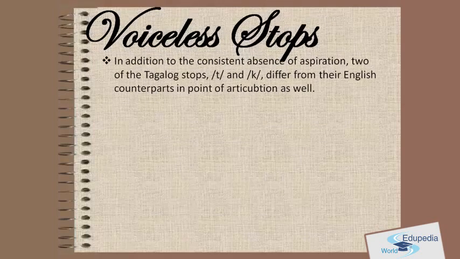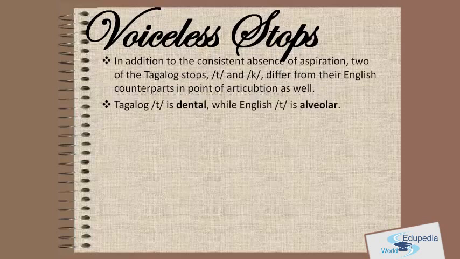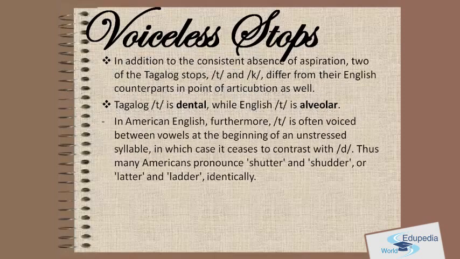In addition to the consistent absence of aspiration, two of the Tagalog stops, T and K, differ from their English counterparts in point of articulation as well. Tagalog T is dental, while English T is alveolar. In American English, furthermore, T is often voiced between vowels at the beginning of an unstressed syllable, in which case it ceases to contrast with D.